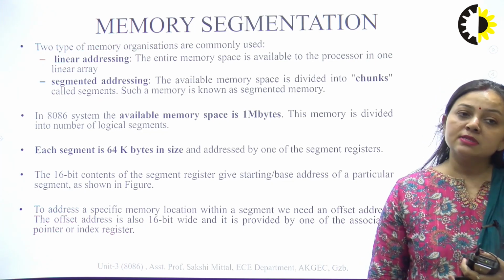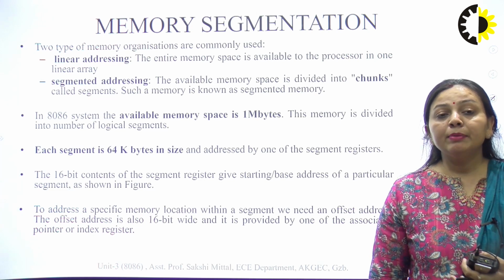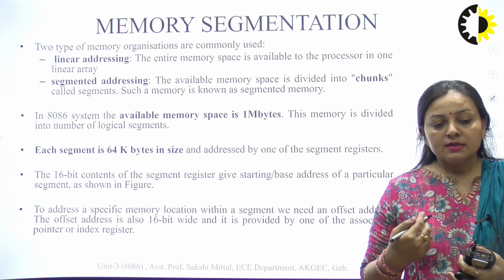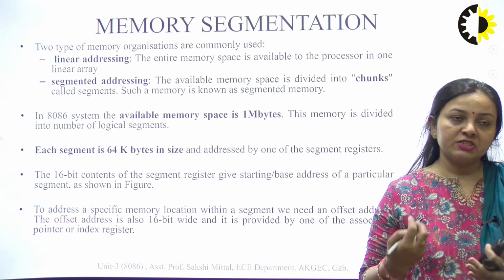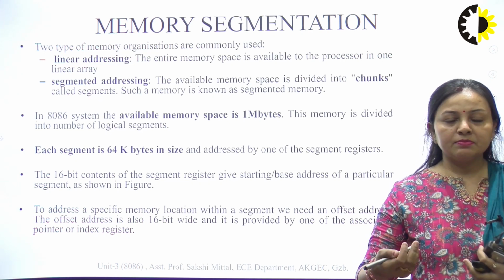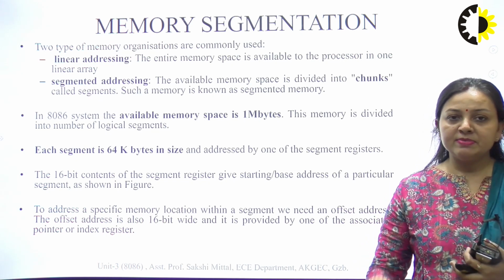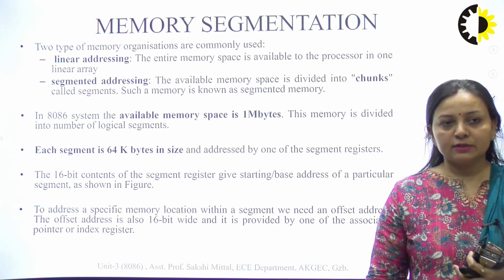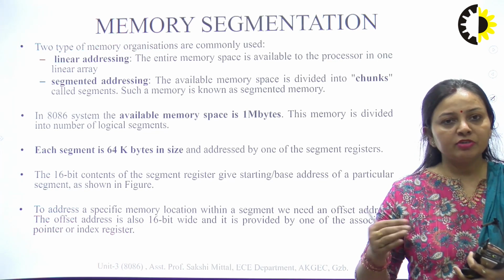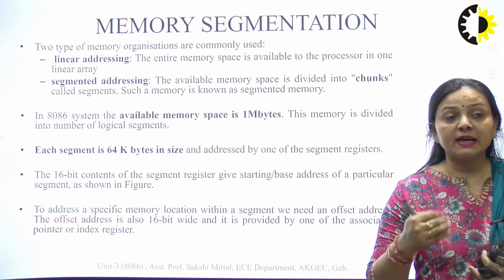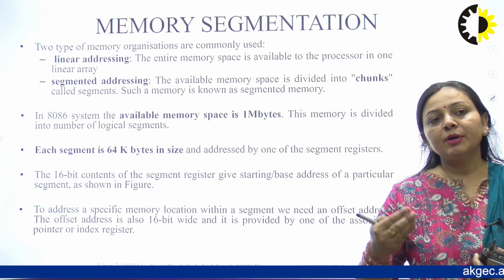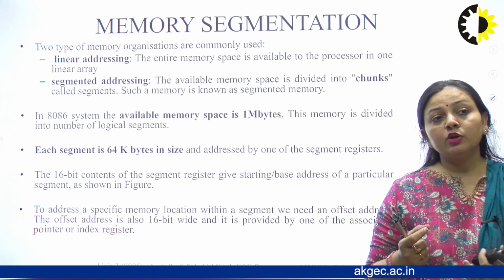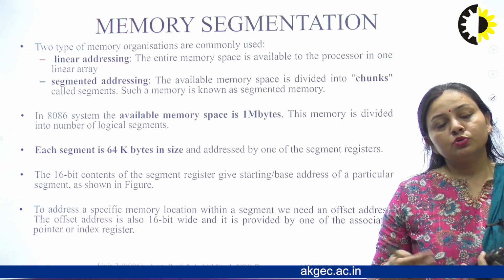That offset address is also 16 bits wide, and it can be provided by one of the associated pointer or index registers. Now what is this offset address? See, if I want to access a particular location, for example the 8th row, and I am standing in the front and counting from the front, the number of bits needed to access the 8th row is 3. To access 8, you need 3 bits. Now if I am standing in the middle and counting the row from there, I can say the 3rd row from the center. The number of bits I require to access that 3rd row is 2. So the bits have been reduced.